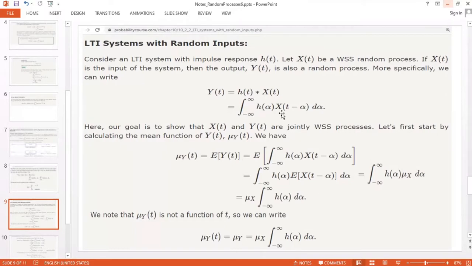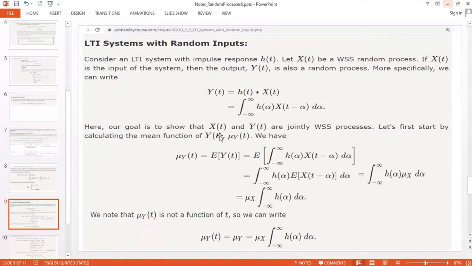Now there is a theorem, the power spectral theorem. Here we have x(t) as a wide sense stationary random process and h(t) as the impulse response of a linear time invariant system. Then the output is also wide sense stationary. We have to prove this first. Second, we have to prove that x(t) and y(t) are jointly wide sense stationary. So our goal is to show that x(t) and y(t) are jointly wide sense stationary processes. Let's first start by calculating the mean function of y(t).